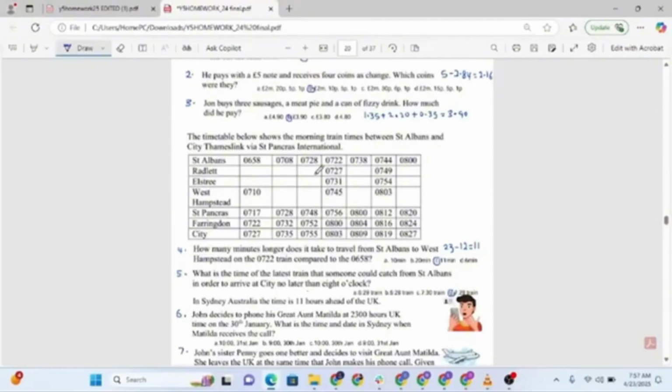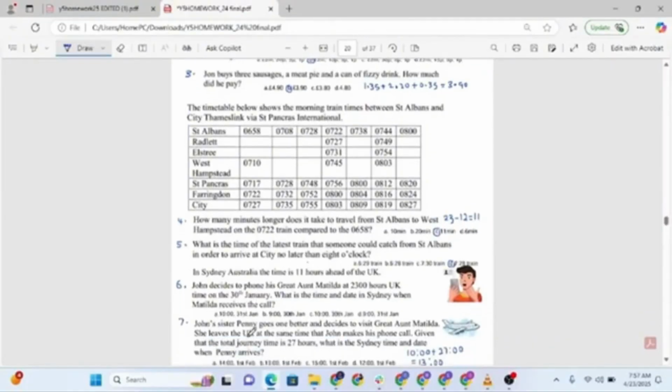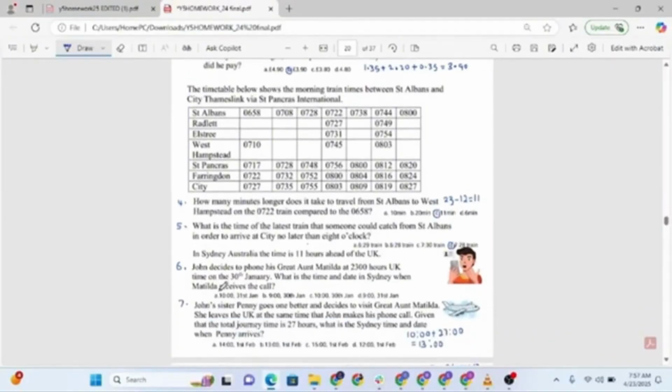Albans at 7:28. In Sydney, Australia, the time is 11 hours ahead of the UK. Question 6. John decides to phone his great-aunt Matilda at 2300 hours United Kingdom time on the 30th of January. What is the time and date in Sydney, Australia when Matilda receives the call? The correct answer is option A, 1000 hours on the 31st of January.